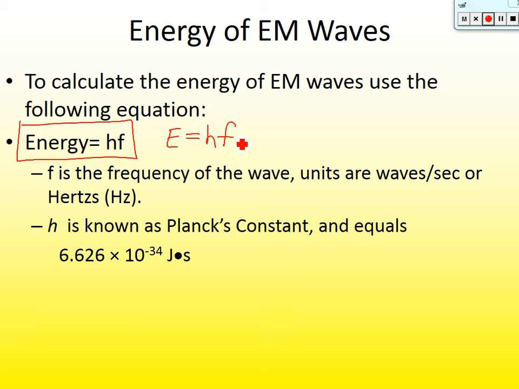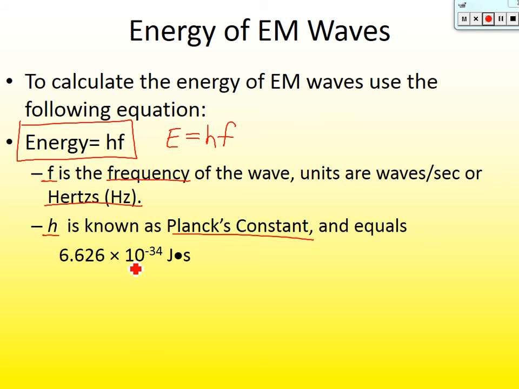Now let's talk about what these variables mean. We know what F is. We've seen that before. F is the frequency of the wave. It's given in waves per second or hertz. But here's a new variable, H. H is known as Planck's constant. It's named after the guy that came up with it. But it's kind of a long number. It's equal to 6.626 times 10 to the minus 34.